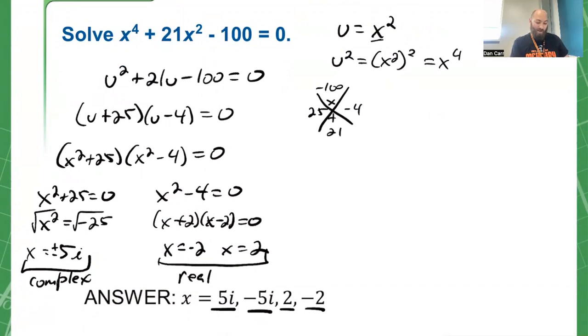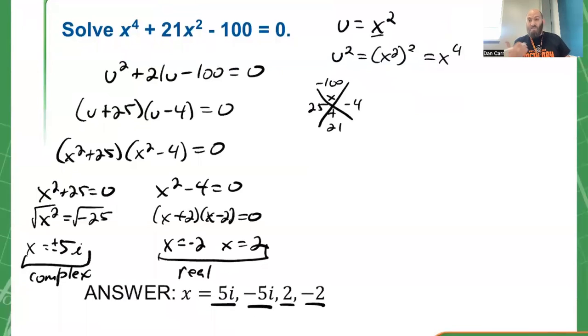And that's it for solving them. Be aware that sometimes you have to solve like a quadratic. You either do something like this where you can get factoring or square root property, or you have to solve it with the quadratic formula. Bottom line is that's the way we can get our complex solutions here. But we can also have the two real solutions like this.